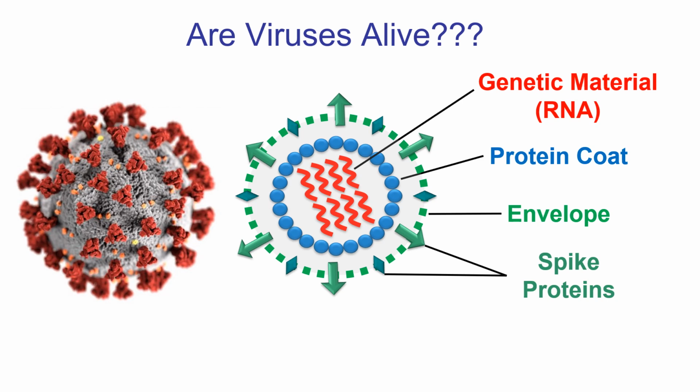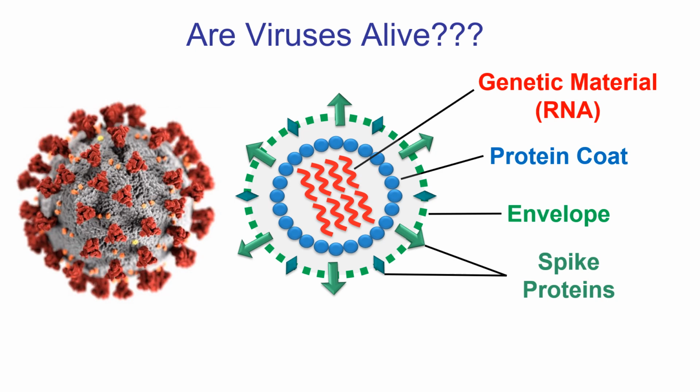That's the coronavirus there on the left. And what you're seeing on the right is a simplified diagram of an enveloped virus like the coronavirus. And I'll explain what that means. So in the middle, we have genetic material. In cells, that's DNA. In viruses, it can be either DNA or RNA. We'll talk about what RNA is in a few topics.